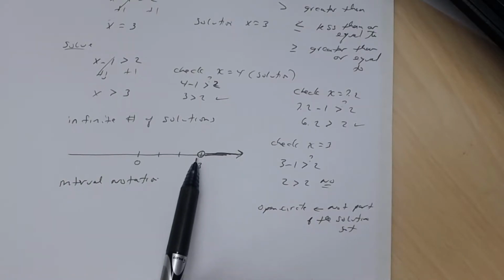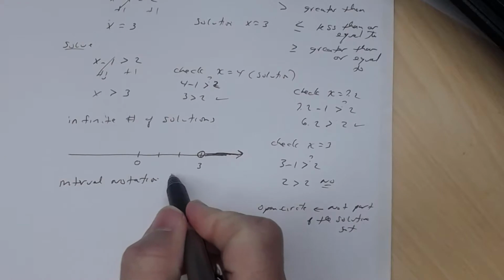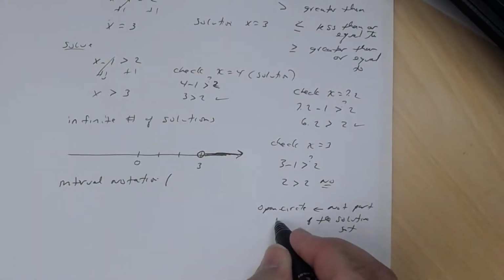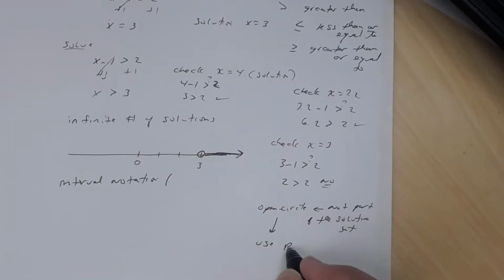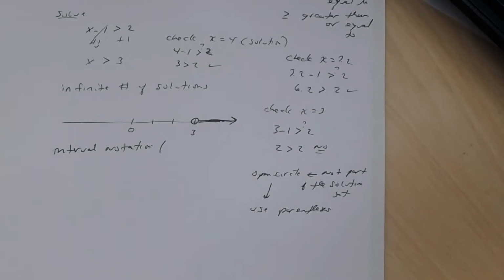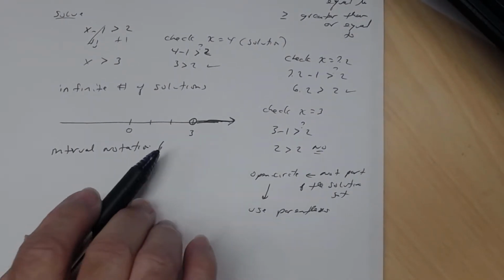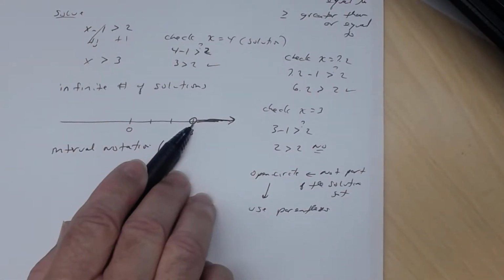Now, notice that this is an open circle. Since this is an open circle, we're going to use parentheses. So you use parentheses with an open circle. Now, in a little while, we're going to talk about bracketing closed circles. So closed circles, brackets, in a little while. But if it's an open circle, you use parentheses.